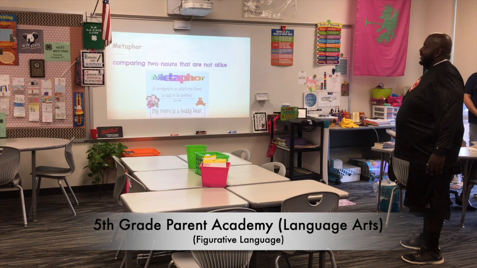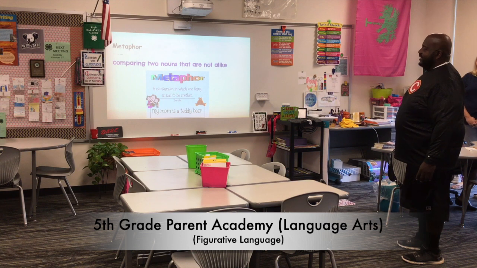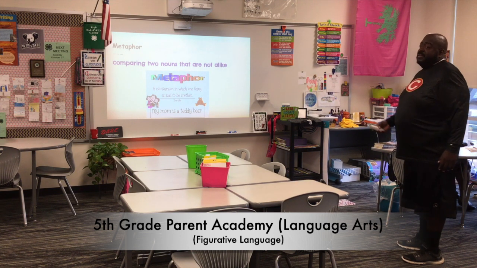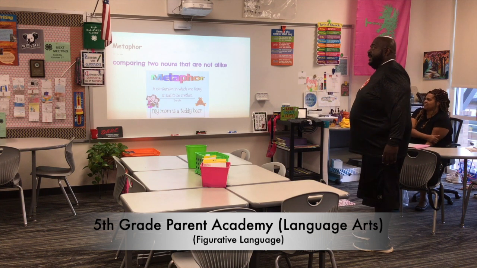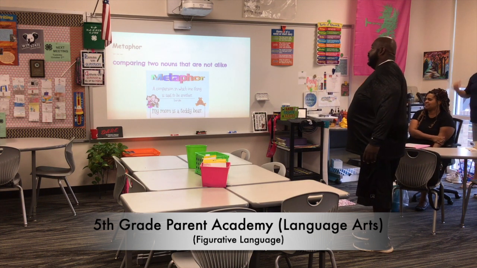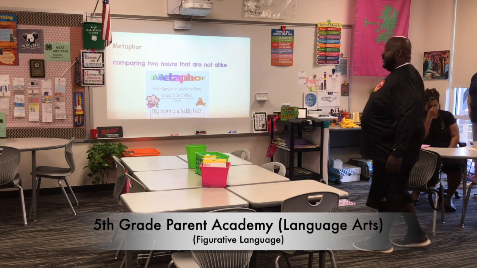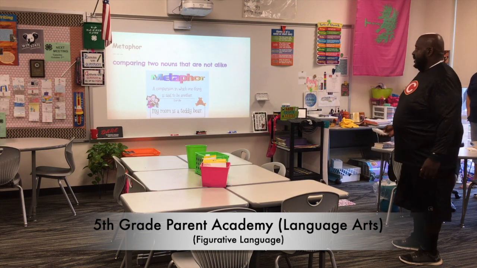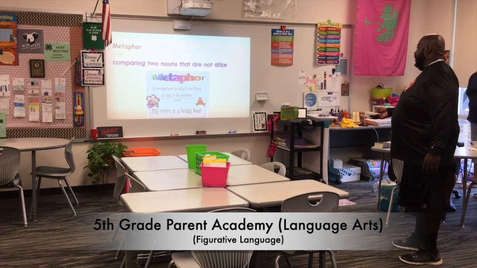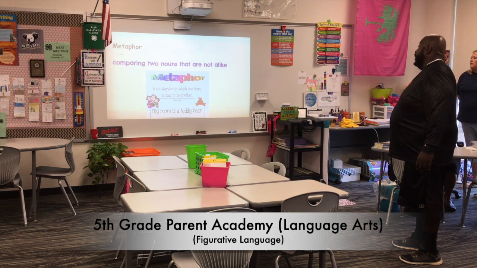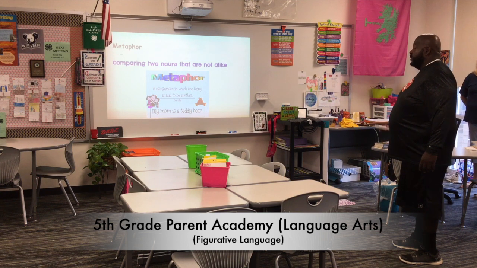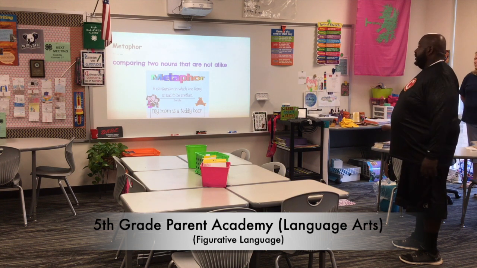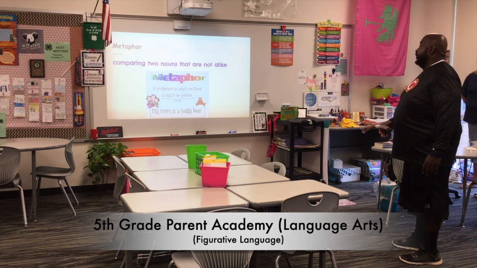Metaphor. This is comparing two nouns that are not alike. The difference between a metaphor and a simile is that a simile compares things using like or as, where a metaphor does not. For instance, if you look at the bottom, my mom is a teddy bear. If this were a simile, we could say my mom is sweet as a teddy bear. So adding as changes it from a metaphor to a simile.